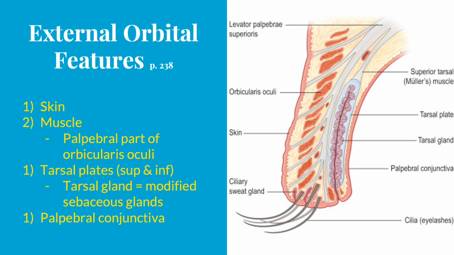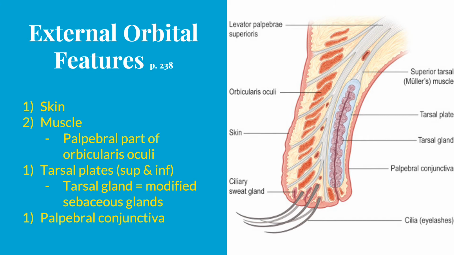Know that your tarsal glands are modified sebaceous glands. That comes up all the time. In the book, it's also known as a meibomian gland, so that might be important, but he normally calls them tarsal glands. He wants you to know that they're modified sebaceous glands. And then on the inner surface, you can see on the most right-hand layer of that diagram is going to be the palpebral conjunctiva.